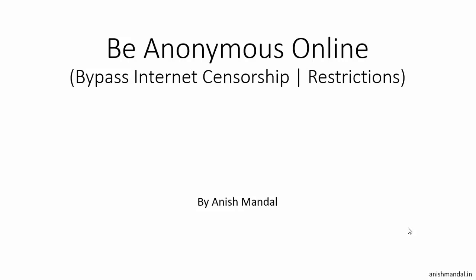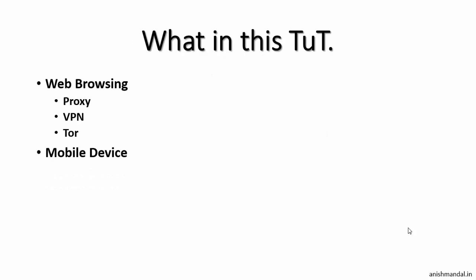But this time we are going to add one more thing: privacy and why it's necessary. In my previous tutorial, I covered web browsing using proxy, VPN, Tor and how to be anonymous on your mobile device. And in this tutorial, I am going to show you how you can be anonymous and bypass the tracking email.